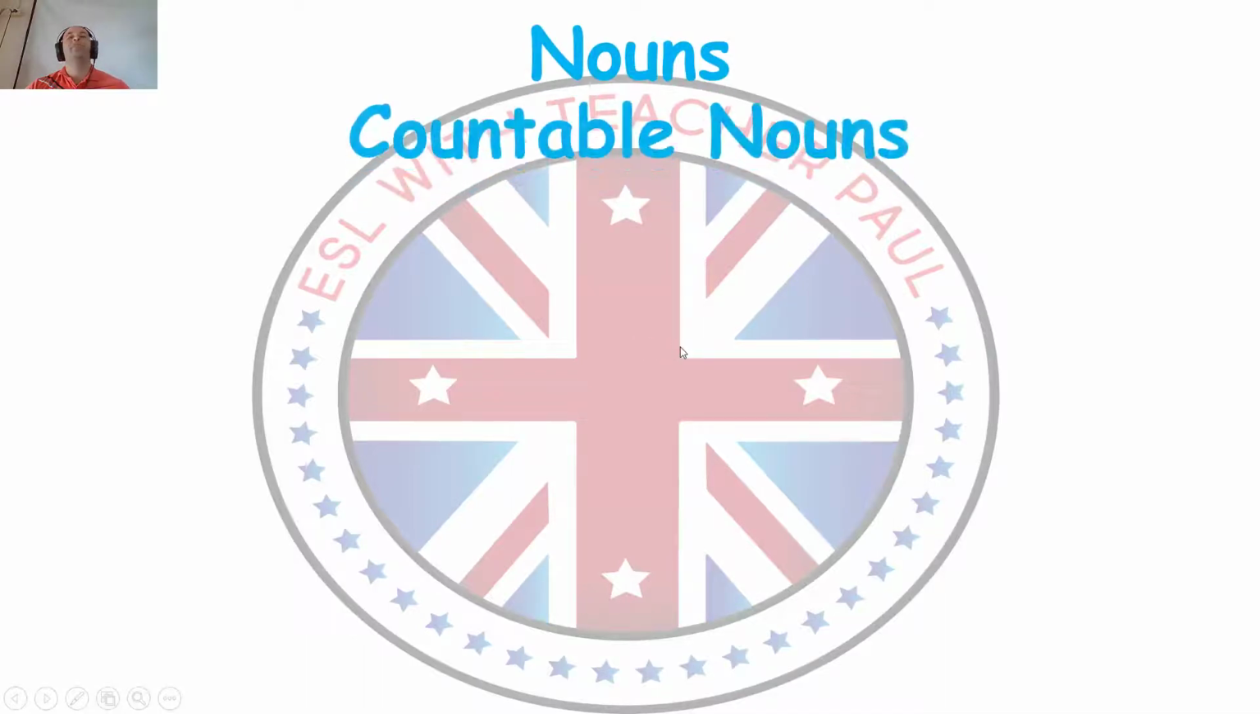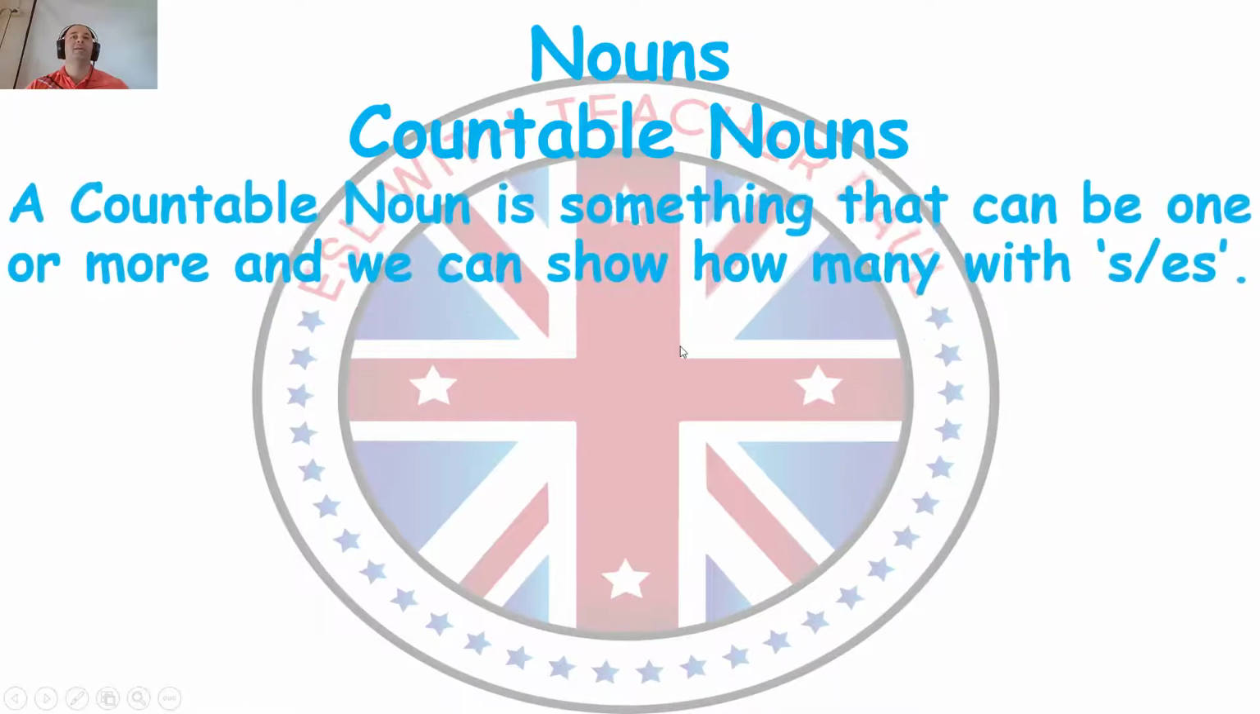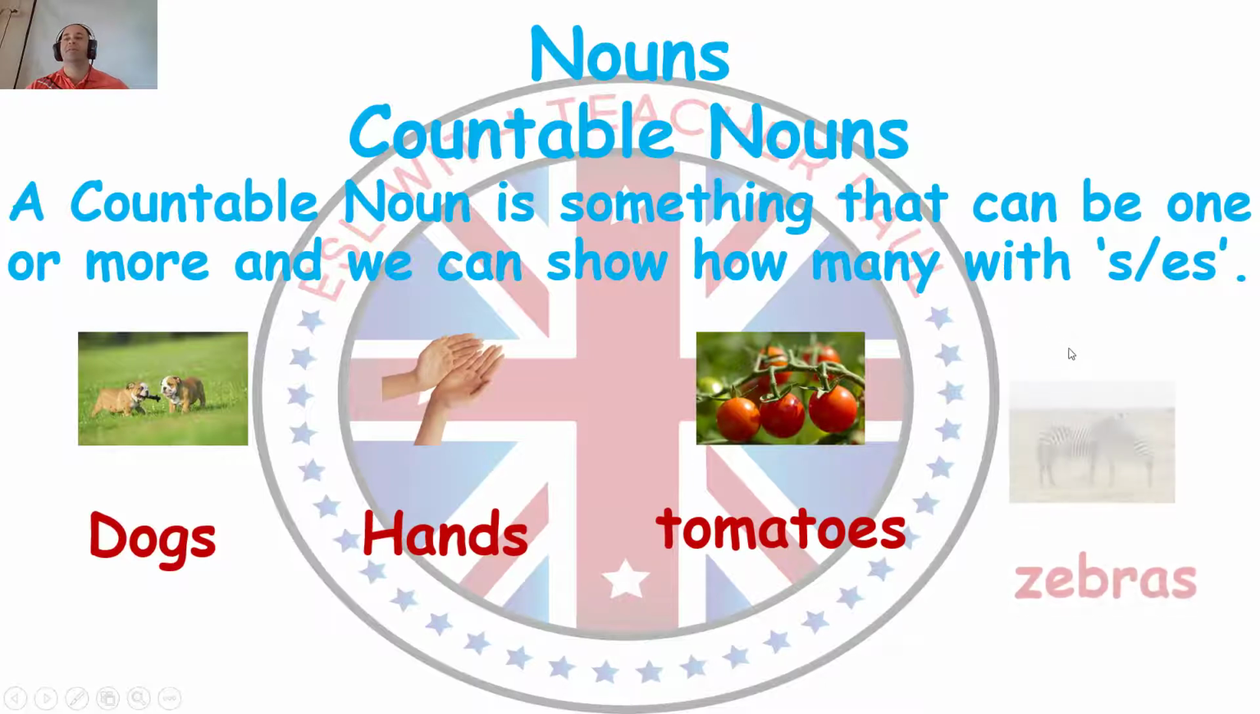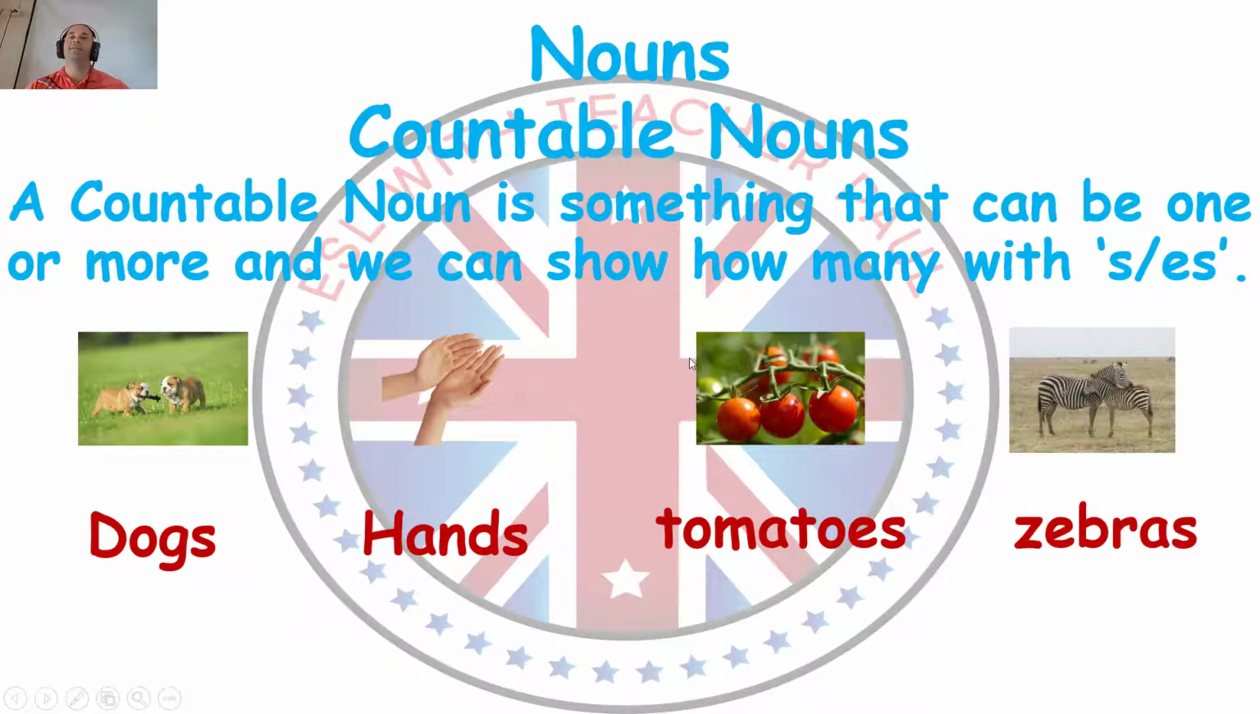Nouns again, we have countable nouns. Now this is singular and plural. A countable noun is something that can be one or more, and we can show how many with s or es. So we have dogs, we have hands, tomatoes, and zebras. We have one, or two, or three, or four, and we just add s or es depending on the noun.